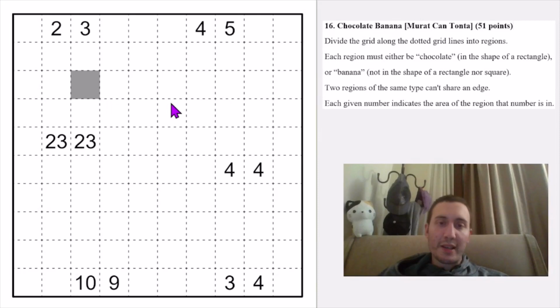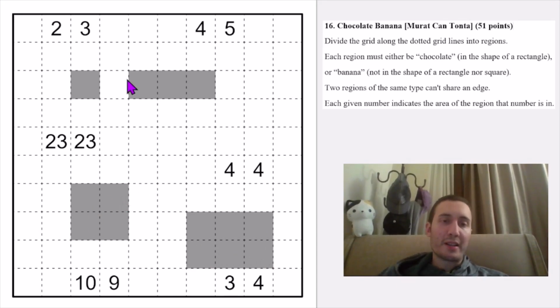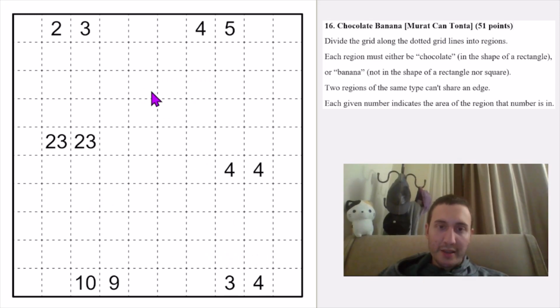So, some chocolate examples would be these, or some larger rectangles. They can be squares as well, including a 1 by 1, and some banana examples would be these. So, banana regions can contain large rectangles inside them, as long as the final shape isn't a rectangle.